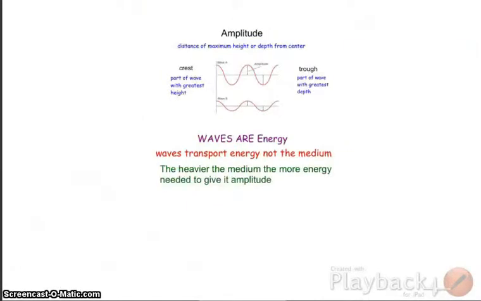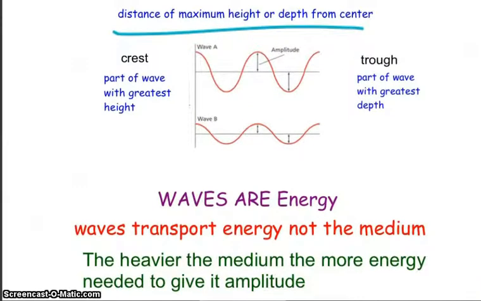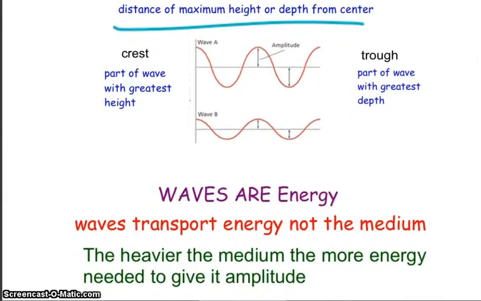Now amplitude. Amplitude is the distance of the maximum height or depth from the center. So amplitude is right here. If you looked over here, let's say this said 3 meters, then your amplitude would be 3. Well, this would have a smaller amplitude of, let's say, 1.